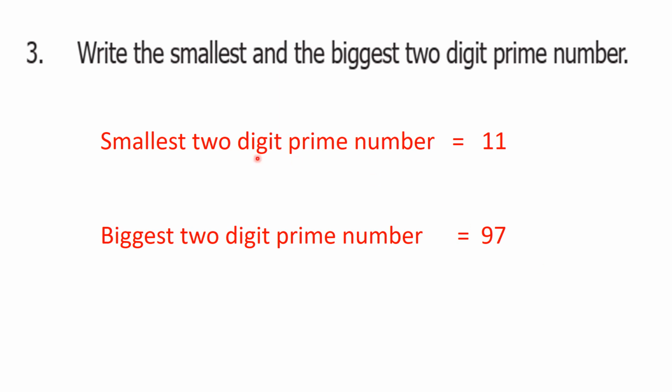Third one, write the smallest and biggest 2-digit prime number. The smallest 2-digit prime number is 11 and the biggest 2-digit prime number is 97, because 98 is an even number and it is not a prime number, it is composite. 99 is also not a prime number, it is a composite number. So the answer is 97.